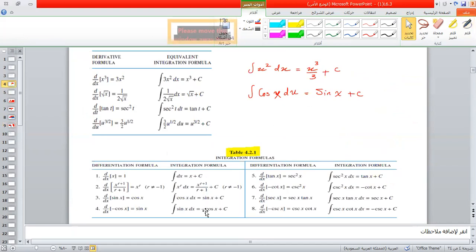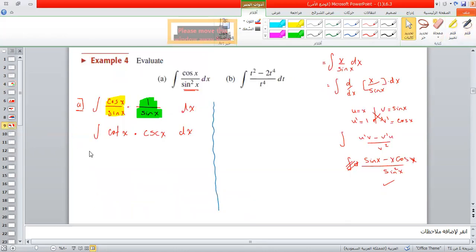From the previous table, table 4.2.1, you have the integral of cotangent times cosecant is equal to negative cosecant x plus c. The integral of cosecant x cotangent x is equal to negative cosecant x plus c. So it's simply negative cosecant x plus c. That's it.